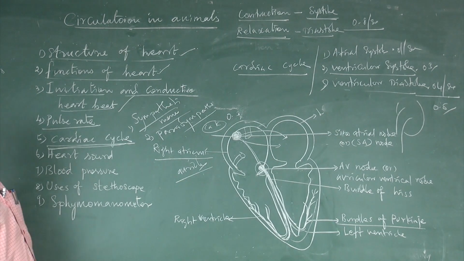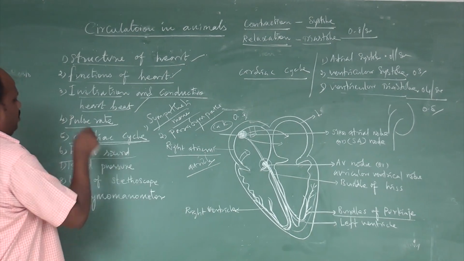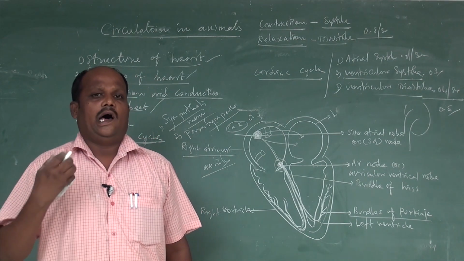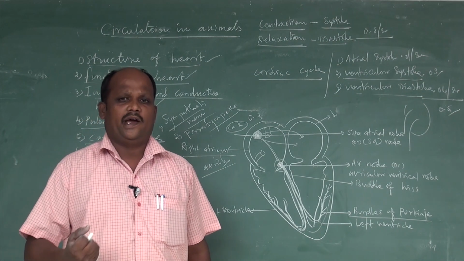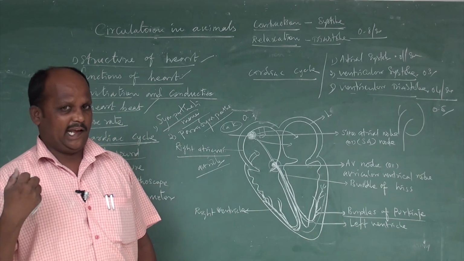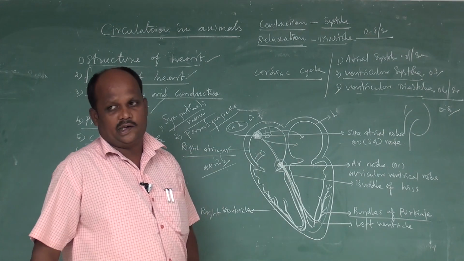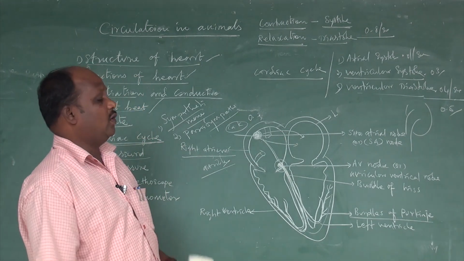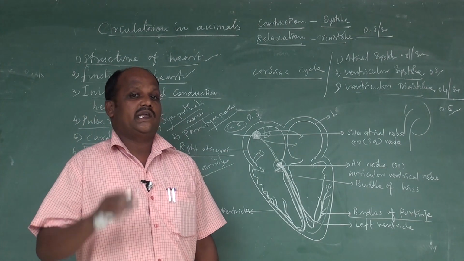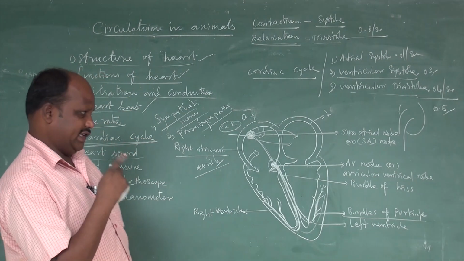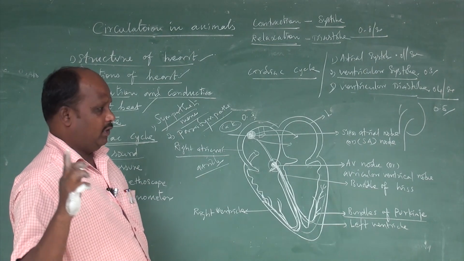Another important topic: heart sound. Very, very important. The heart sound is produced by the heart valves. As already explained, the heart has four chambers with heart valves. One is the atrioventricular valve, the second is the semilunar valve. Listen to the board, children, then we can understand.